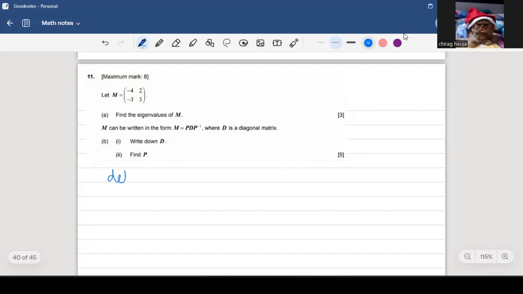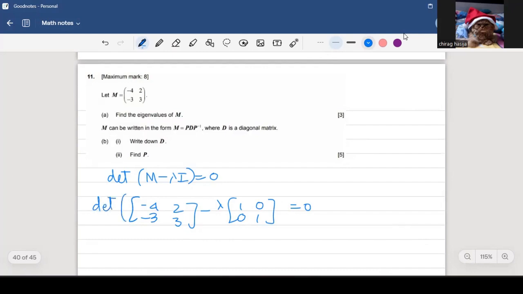That is, the determinant of M minus lambda I should be equal to 0. This is what we generally use to find the eigenvalues. So for this, what do we do? M minus lambda I. So it'll be minus 4, 2, minus 3, 3, minus lambda times 1, 0, 0, 1, and this should be equal to 0. But please do not miss out on the determinant. It is the determinant of the whole thing that will be 0.